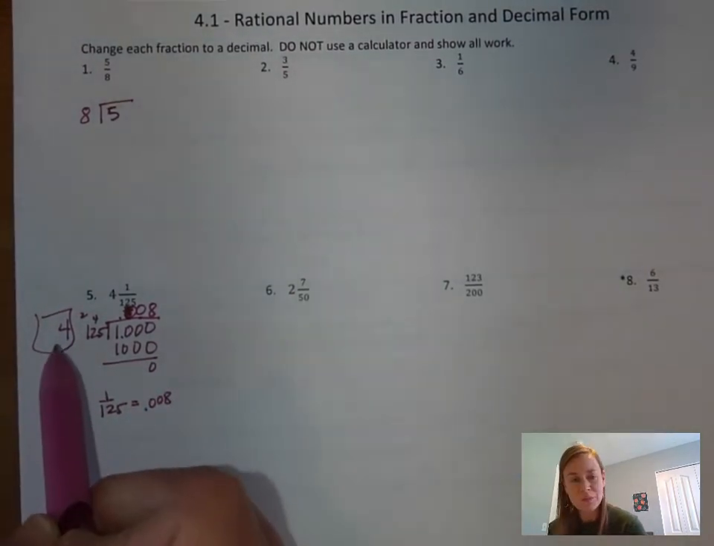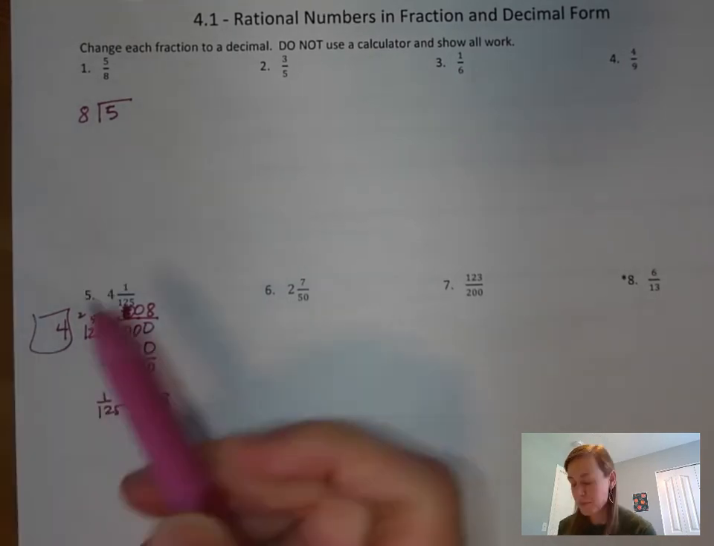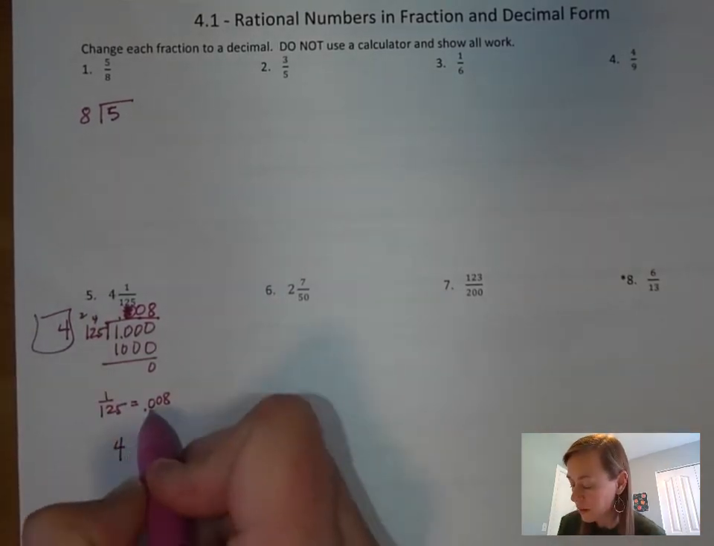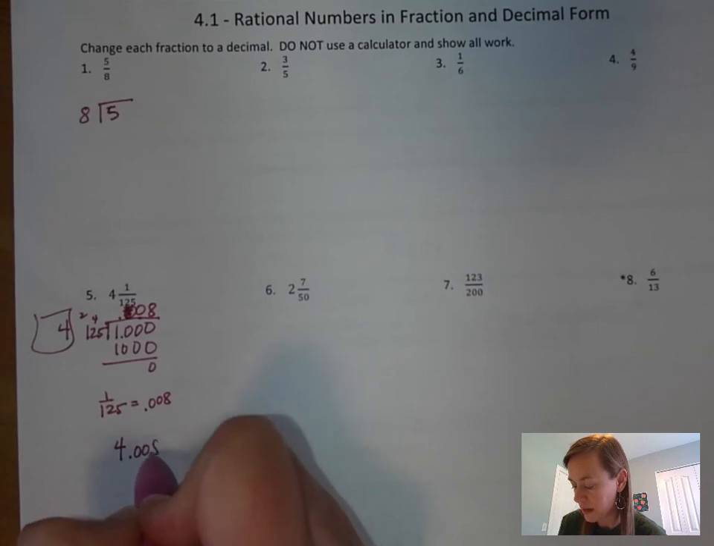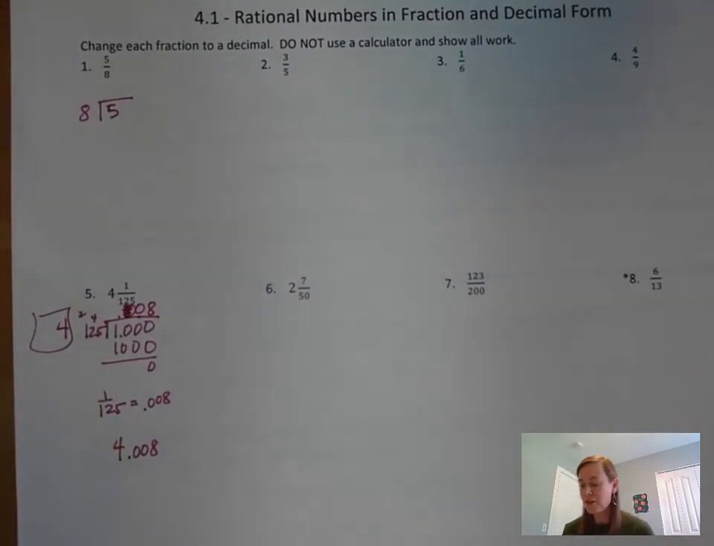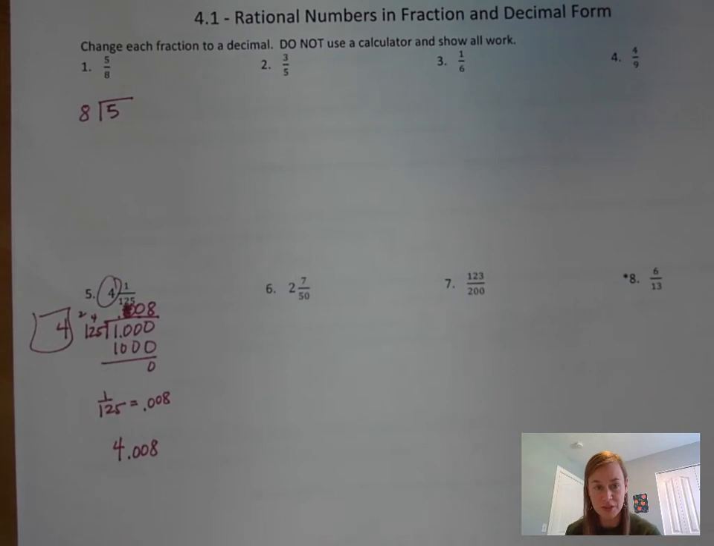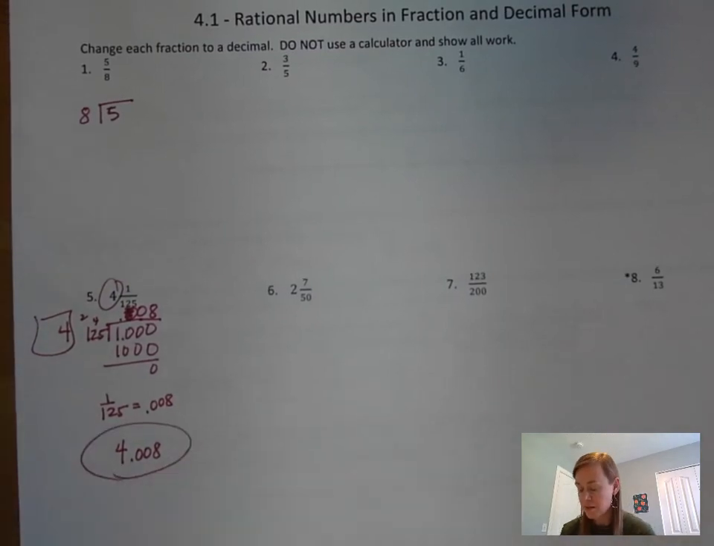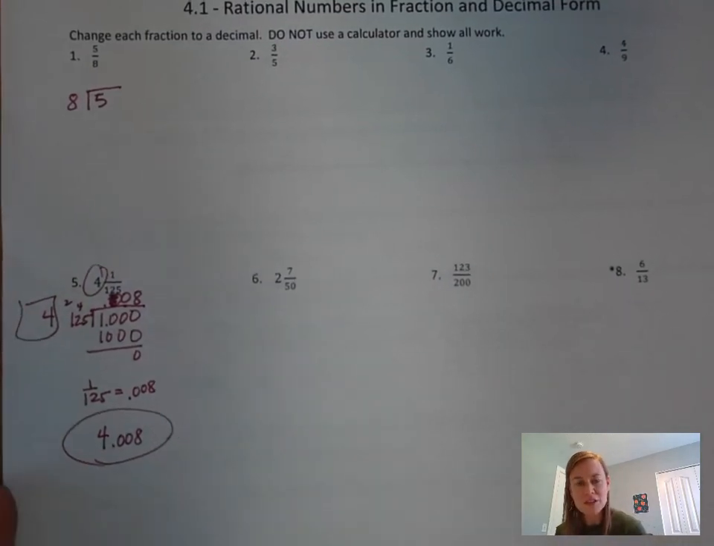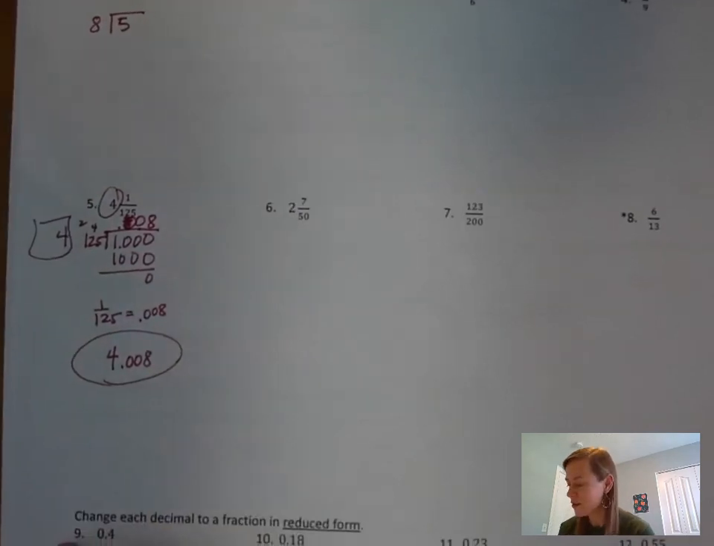But now we need to remember the 4 also, so just add them together, and you would get 4.008. So you can really take that whole number out front and just put it in front of the decimal point, and you'll be just fine. And if any of this doesn't make sense, make sure you join me for the next study session, okay? I'd love to go over this with you guys.